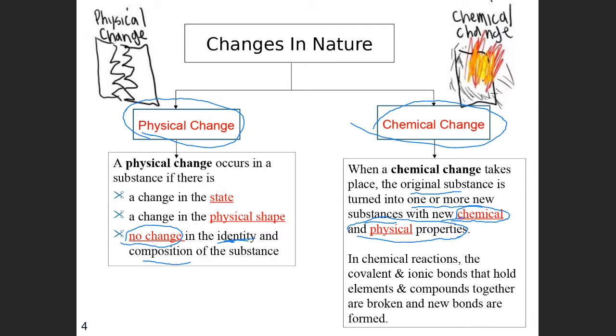So I have an original substance or original matter, and it gives another new one. And this new matter is completely changed. It has completely new physical and chemical properties. Another thing is that in chemical reactions, the covalent and the ionic bonds that hold the elements together are broken and new bonds are formed. And we are going to see that when we speak about the chemical reactions.